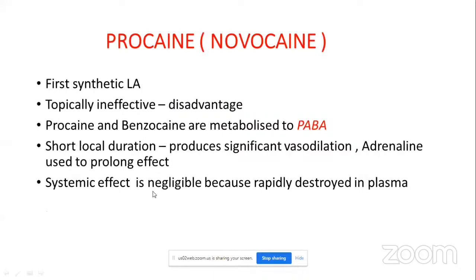Ester: procaine. It is the first synthesized local anesthetic. It is topically ineffective. Procaine and benzocaine are metabolized to a para-aminobenzoic acid derivative, like other ester local anesthetics. It has a shorter duration of action and produces significant vasodilatation. Adrenaline should be used to prolong the effect. Systemic effect is negligible because it is rapidly destroyed in plasma by pseudocholinesterase.